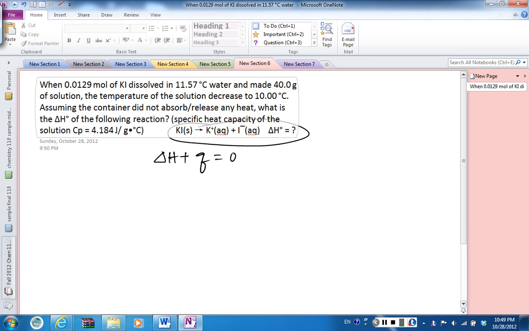And the question now is, what are the things involved in the Q process? Delta H, we know, is all about the reaction. If you look at this, the only thing that could absorb or release heat in here is the solution. The container did not absorb or release any heat, so we don't even have to worry about the calorimeter.